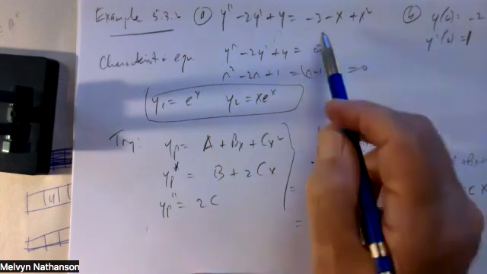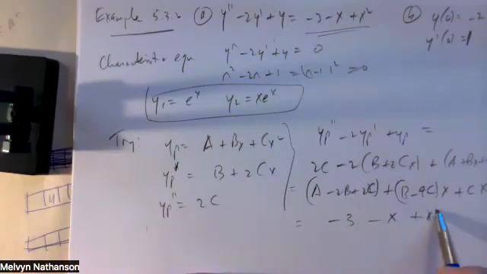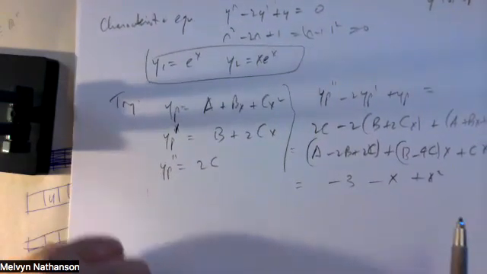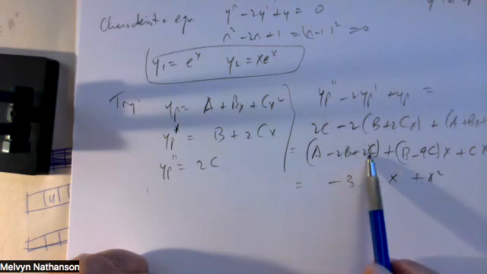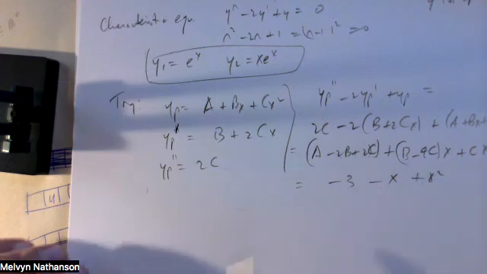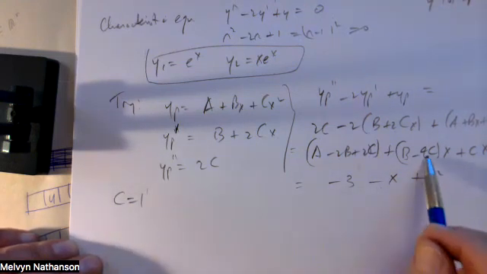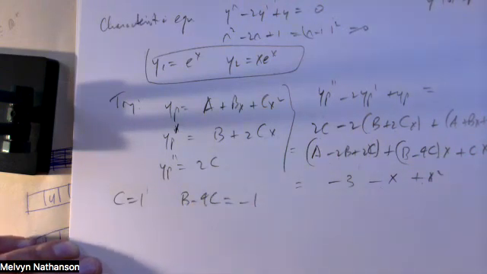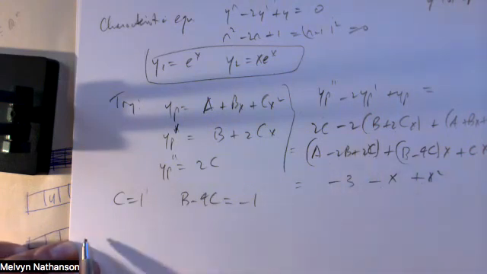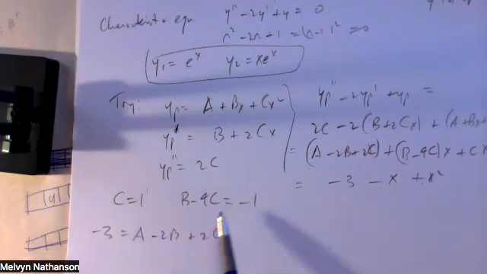And I want this to be equal to the right-hand side, minus 3 minus x plus x squared. And this will work if c is 1, b minus 4c is minus 1, and the constant term is minus 3. Just equate coefficients. So we want c equal 1, b minus 4c equals minus 1, and a minus 2b plus 2c is minus 3. So I want to solve these equations for a, b, and c.